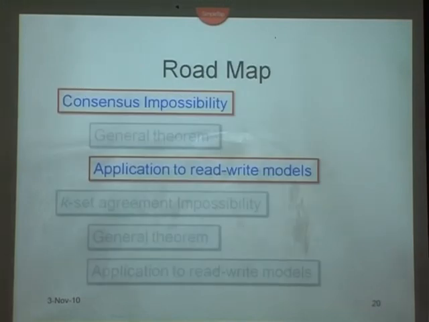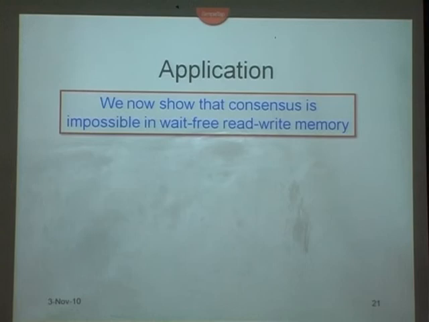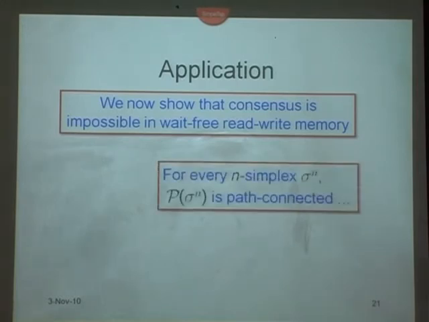Okay, so now I've given you an abstract property that works on any model of computation. Now I want to argue that this actually works for wait-free read-write memory, because that's one of the more interesting applications. So I'm going to show that consensus is impossible in wait-free read-write memory by showing you that it satisfies the hypotheses of the theorem. And therefore, we can apply this general theorem to this specific model.